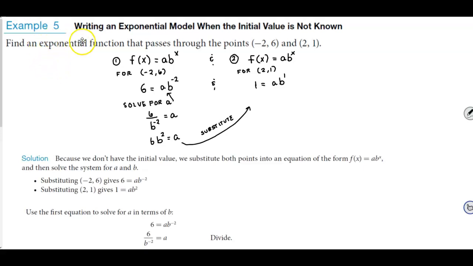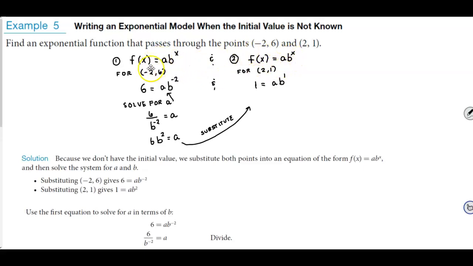In example 5, we're going to write an exponential model when the initial value is not known. So we want to find an exponential function that passes through the points (-2, 6) and (2, 1). That means that one point can be used for one equation of the form f(x) = ab^x, and the other point can also be written in the form f(x) = ab^x.